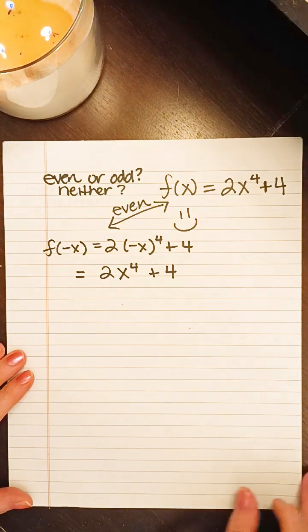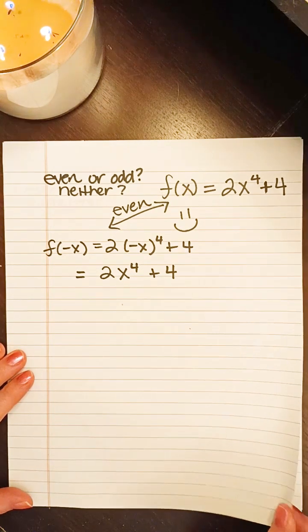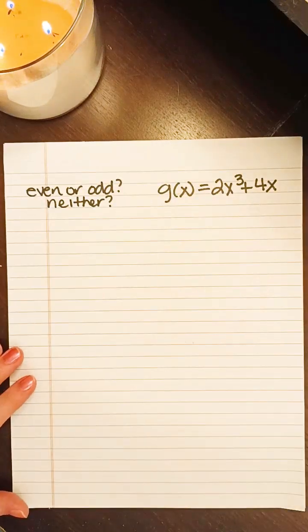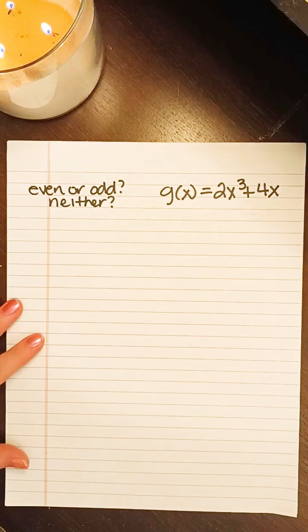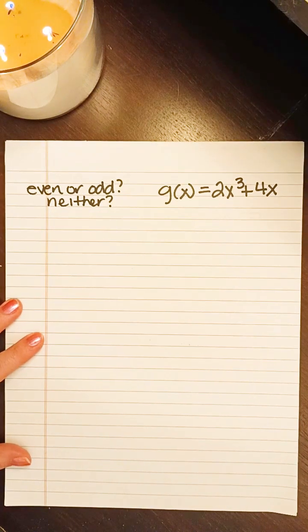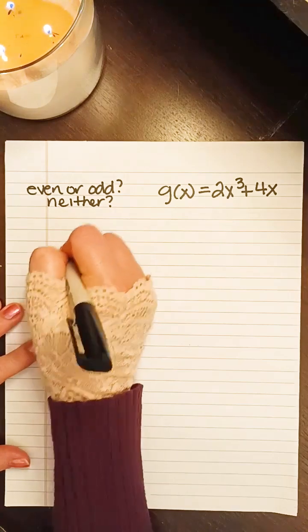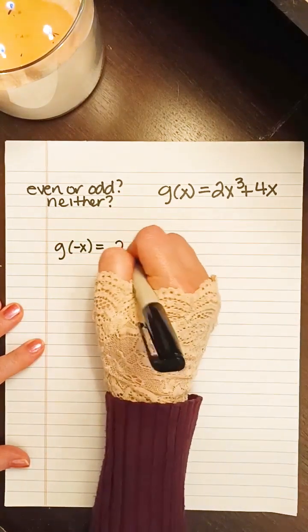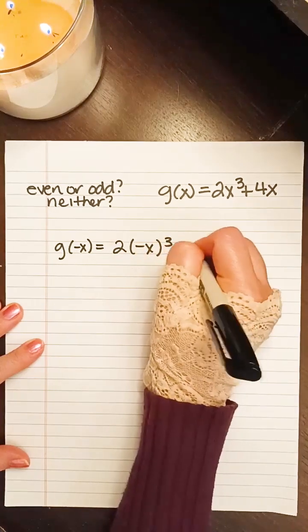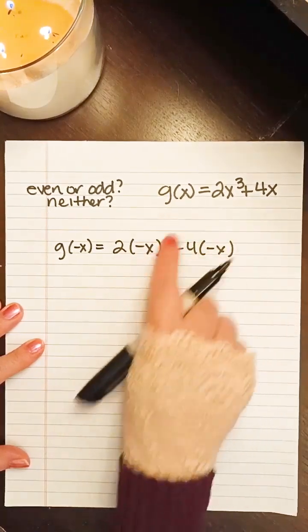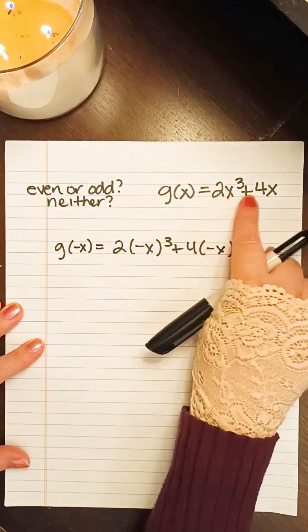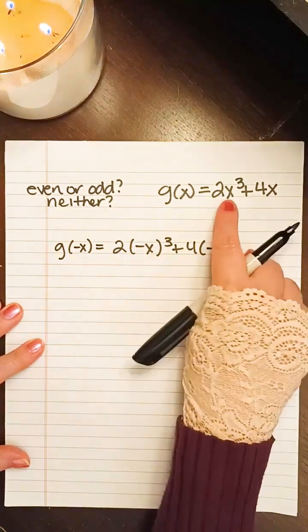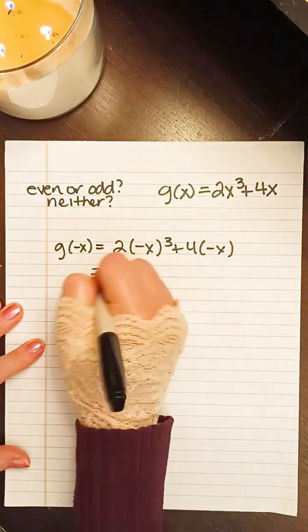Let's go ahead and do another one. Okay, so again, even, odd, or neither. First thing, I'm going to evaluate g of negative x. So I get 2 times negative x cubed plus 4 times negative x. Again, just evaluate g of x at negative x, where I see an x in g, I'm going to replace it with the negative x.